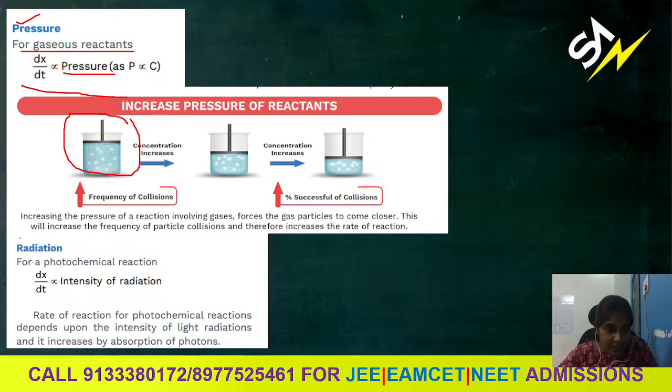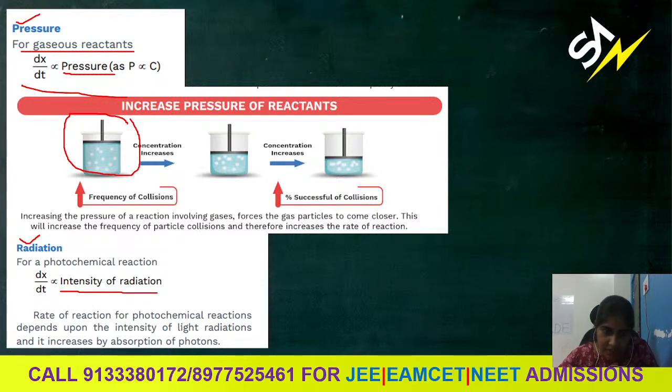And now another factor, that is radiation. For a photochemical reaction, the rate of reaction is directly proportional to the intensity of radiation. If the intensity of the radiation, the external energy which we give to the reactants, is more, then the rate of the reaction is also more.